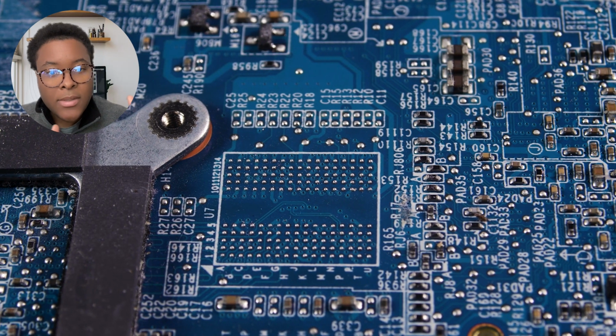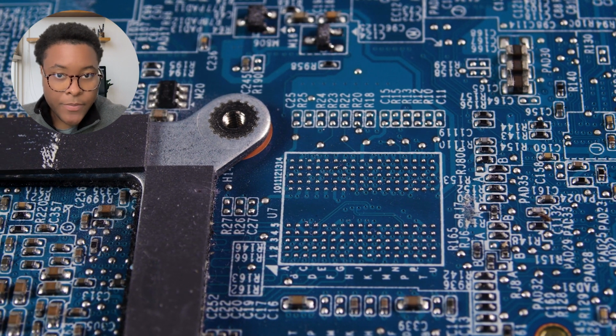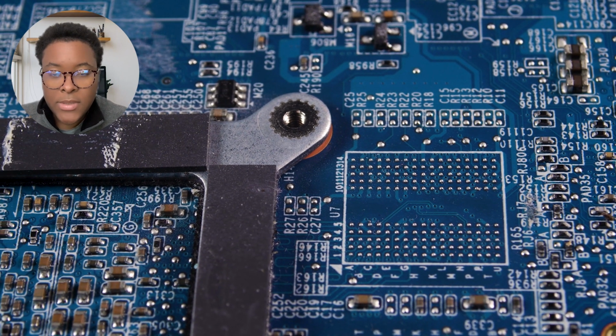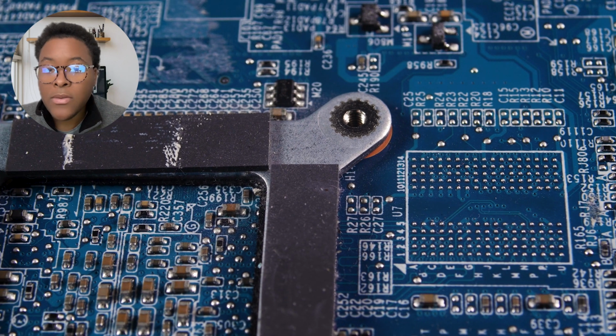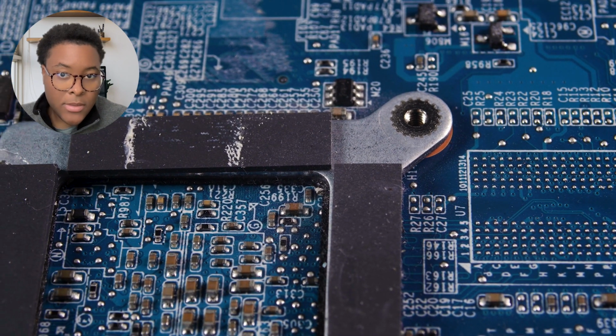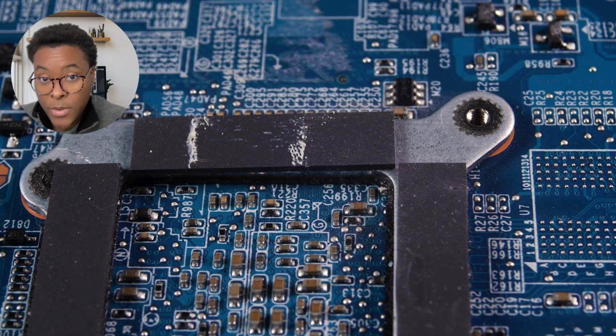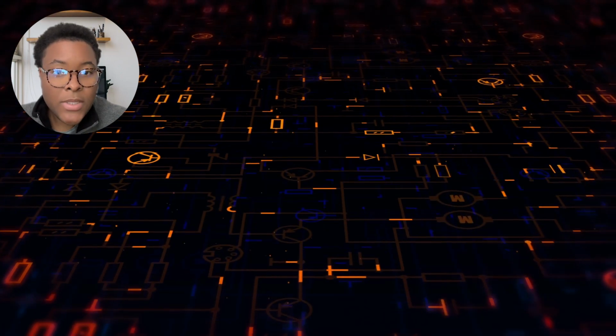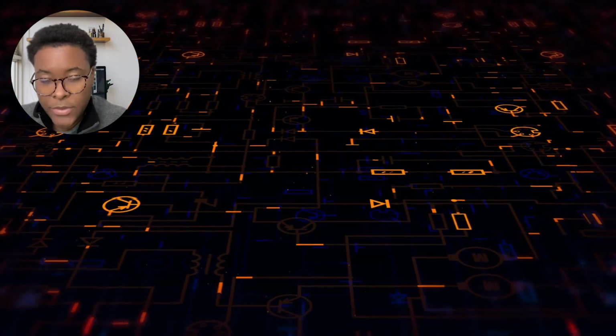Next, let's go ahead and talk about the motherboard. The motherboard is the central circuit board that connects all the computer components. It serves as the communication hub, allowing data to flow between different parts of the computer.